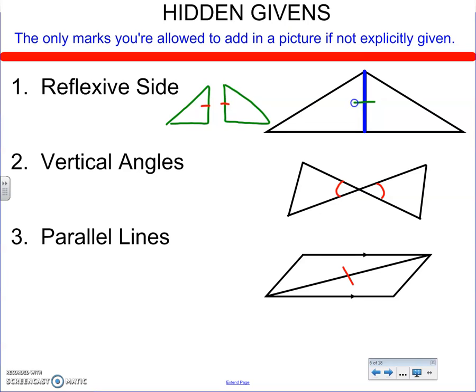And then remember, when you have parallel lines in a transversal, you have alternate interior angles. So this angle is the same as this angle, and then this angle is the same as this angle. All right, so that's the harder one, but you'll see that used later. But those are the only marks you're allowed to do.